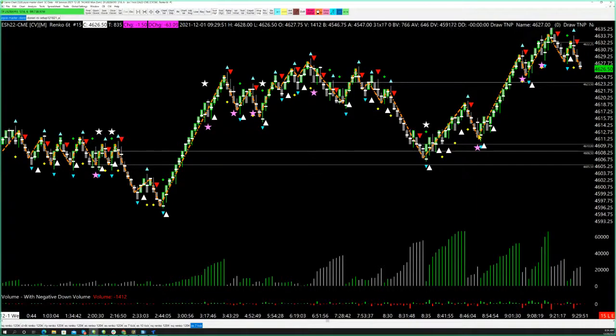Whichever bar has the triangle on it when it prints, that's the bar that's going to be the stop. So in this case, it would be this bar right here, right?